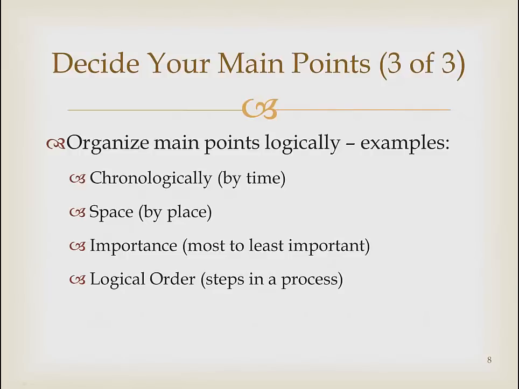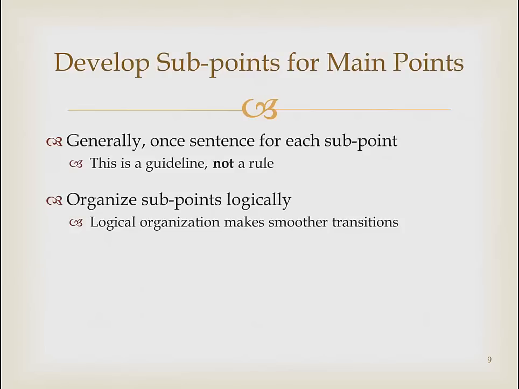Now remember, if your scope seems wrong, you may try to organize your topic in a different way to see if that will allow you to get things done in a different amount of space. Generally, you'll have one sentence for each subpoint in each of your main points. So you'll have a topic, 3 main points, and then under those main points, you'll have anywhere from about 3 to 6 subpoints. This is a guideline, not a rule.